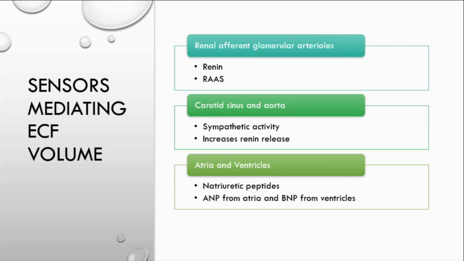The sensors that mediate the extracellular fluid volume are found in the renal afferent glomerular arterioles, which stimulate the release of renin and the activation of the RAS system. In the carotid sinus and aorta, sensors stimulate sympathetic activity and increase renin release. And in the atria and the ventricles, sensors cause increased release of natriuretic peptides: ANP from the atria and BNP from the ventricles.